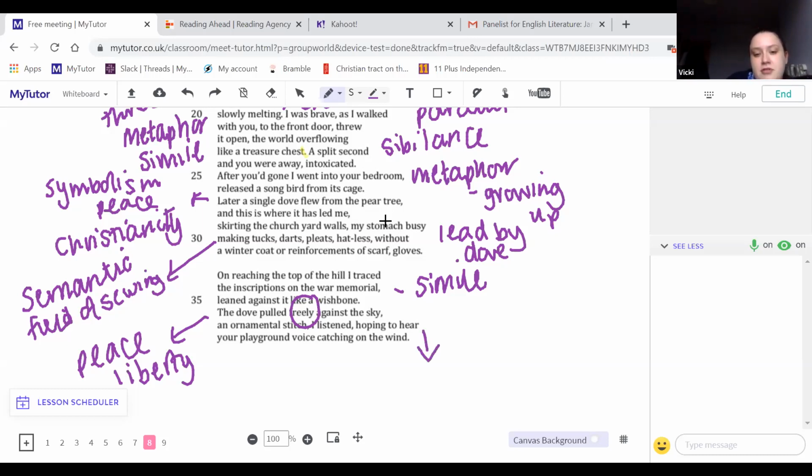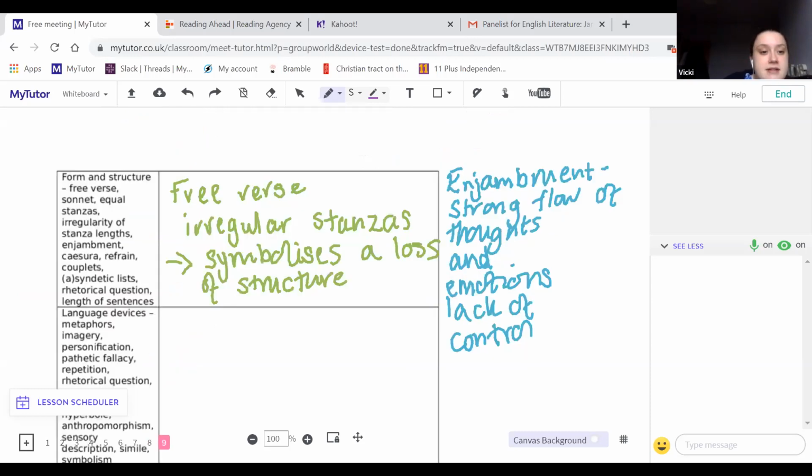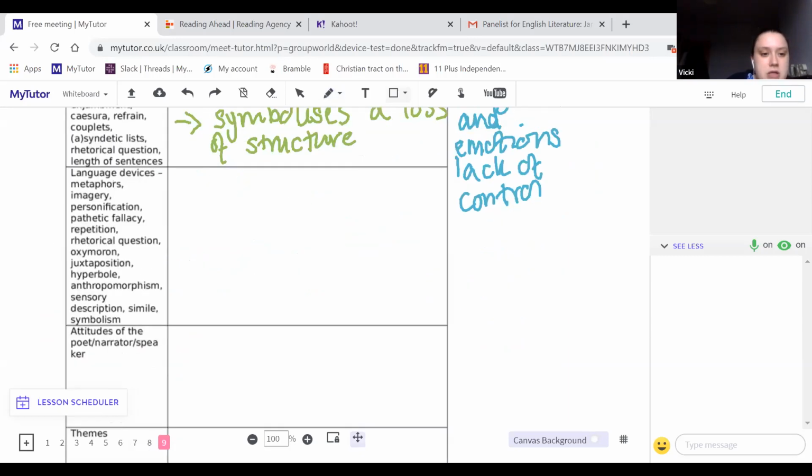So again, you've got a sense of loss going on here, right at the bottom, and a little bit of alliteration, but also, again, the reference back to him being a little boy, and he's not a little boy. Right, so language devices. I'm not going to worry about writing them all in because we know.